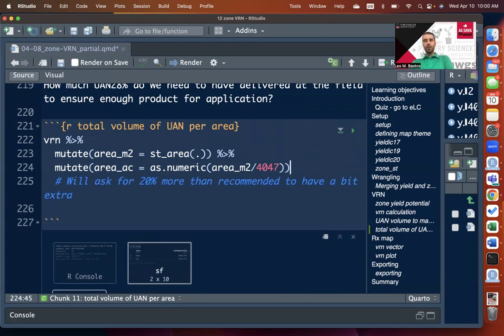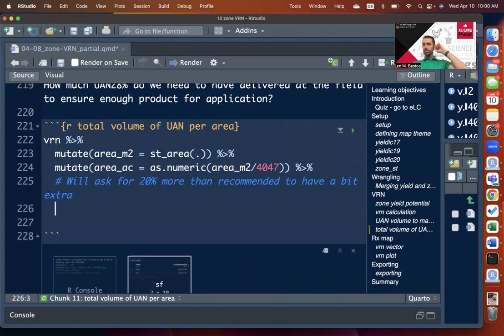All right, so let's give it a pipe here. And what I want to do next is, for us to know now how many gallons of UAN we need, as Vinicius said earlier, we just need to calculate now the rate that we calculated for each one of the zones by the area of those zones. They're both in an acre basis, so it's just a very easy math.